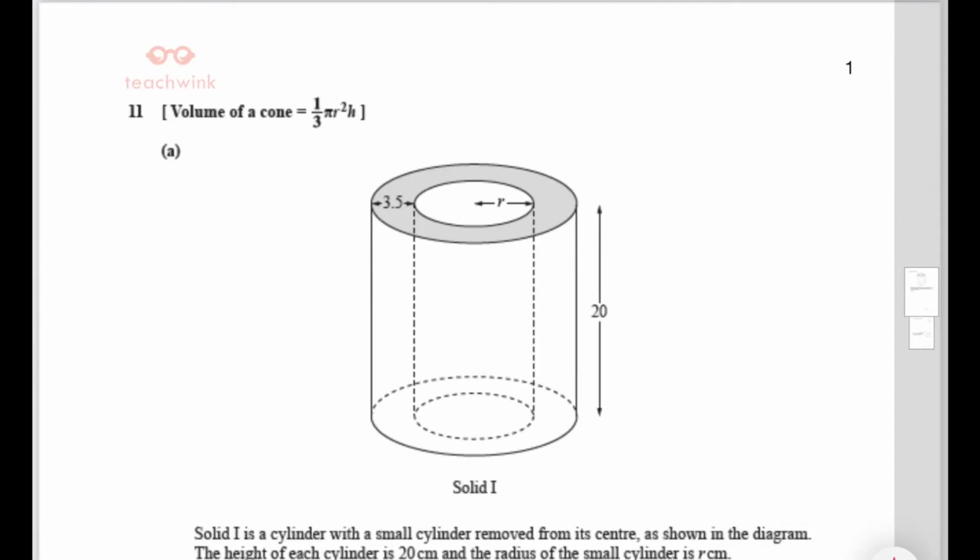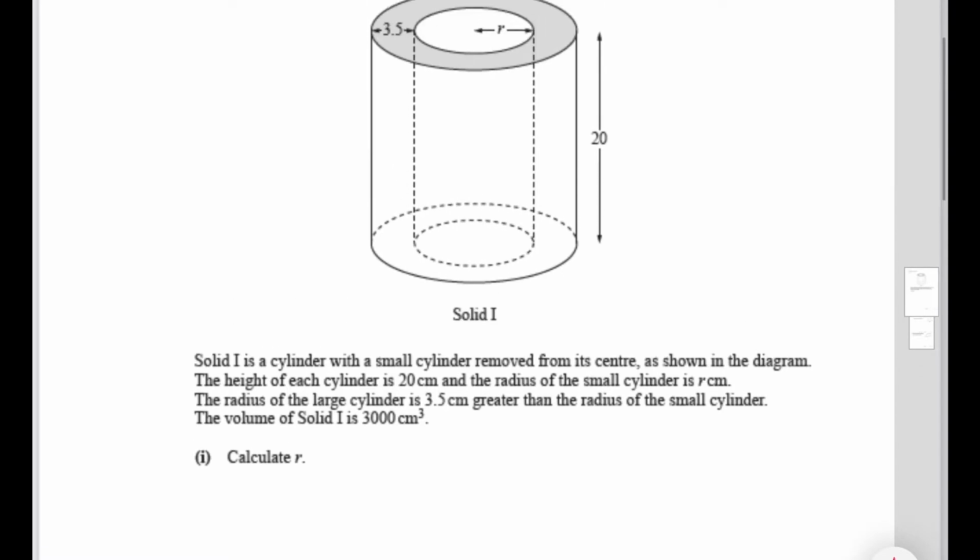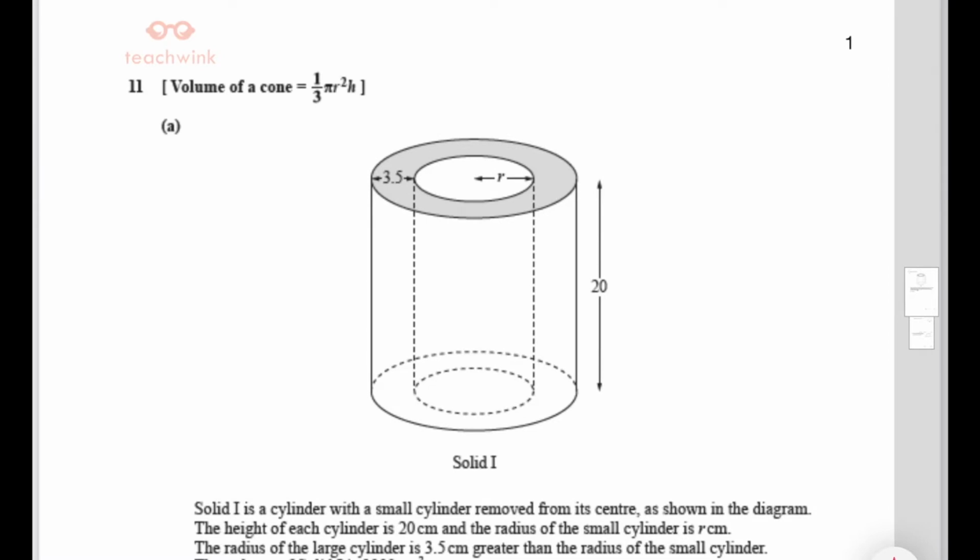In the question they've given us two cylinders. The question reads: solid 1 is a cylinder with a small cylinder removed from its center as shown in the diagram. The height of each cylinder is 20 centimeters and the radius of the small cylinder is r centimeters. The radius of the large cylinder is 3.5 centimeters greater than the radius of the small cylinder. The volume of solid 1 is 3000 centimeter cube. Calculate r. What they mean is, if you find the volume of the entire shape and subtract the volume of the smaller cylinder inside, we would get 3000 centimeter cube.